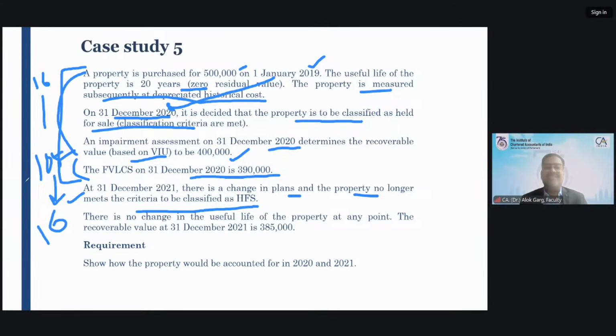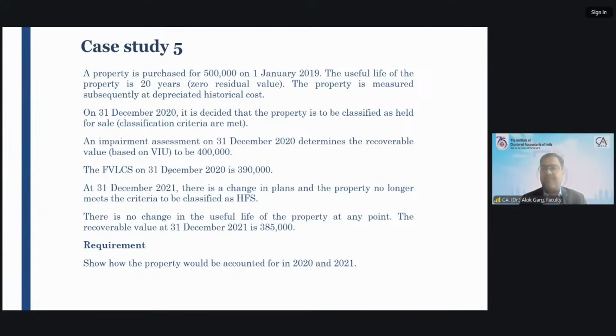Ind AS 16. So there is a change in the plan. And what it is saying, after 1 year, right? So on 31st December 20, purchase date was 1st January 19. After 2 years, it became held for sale, and after 1 year, it becomes again a PPE.